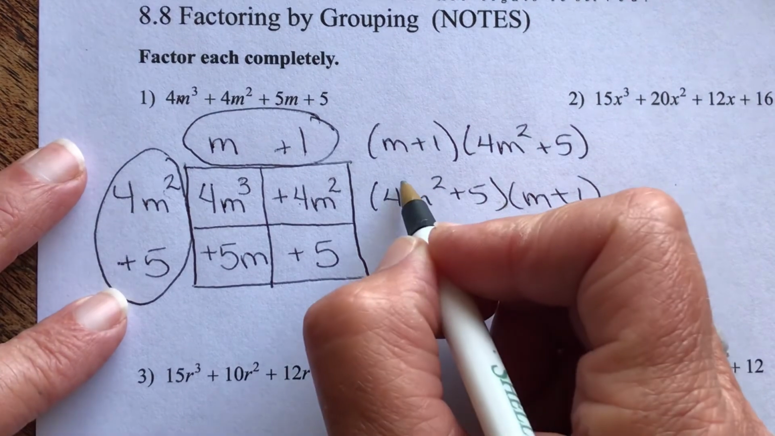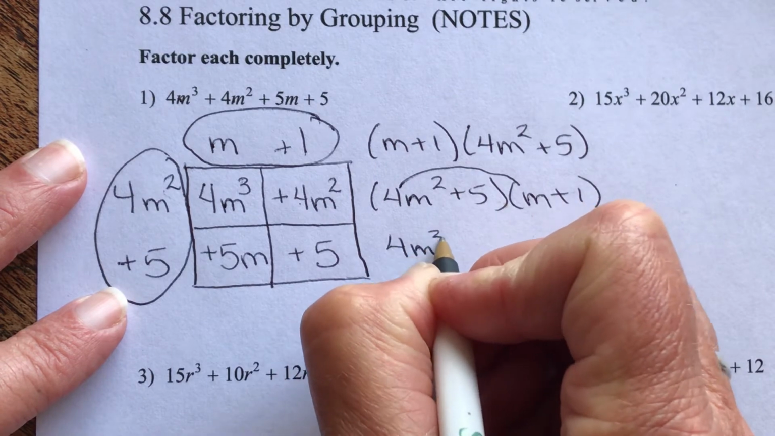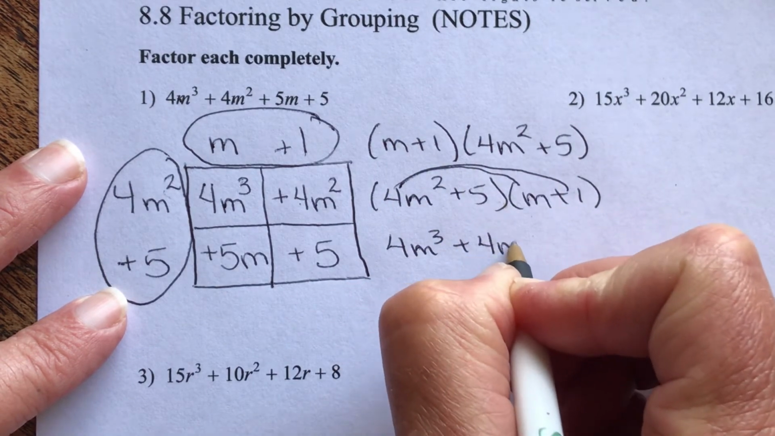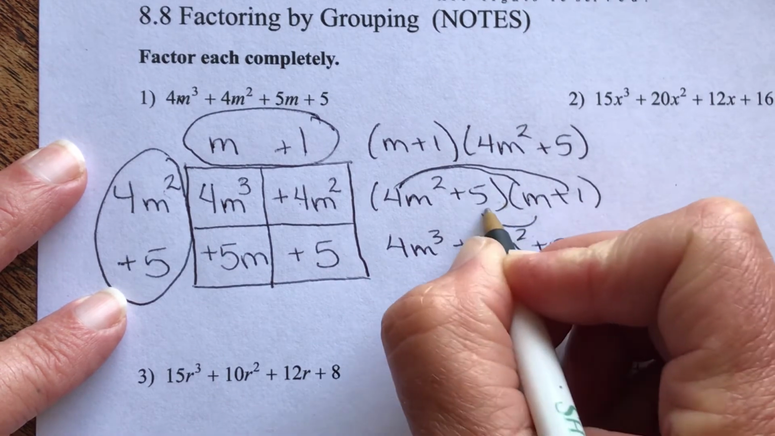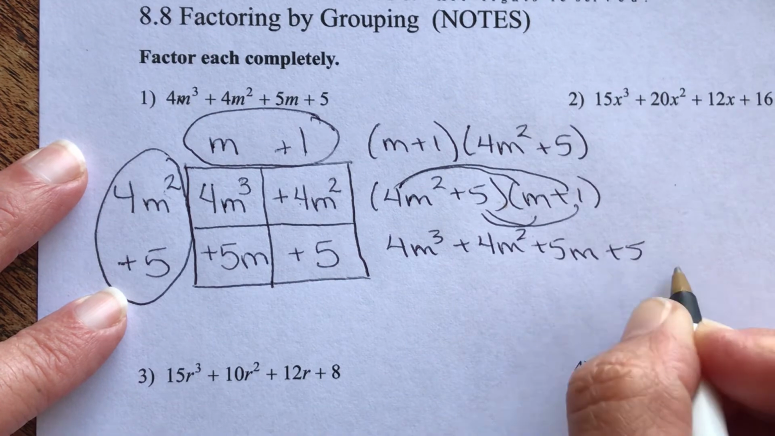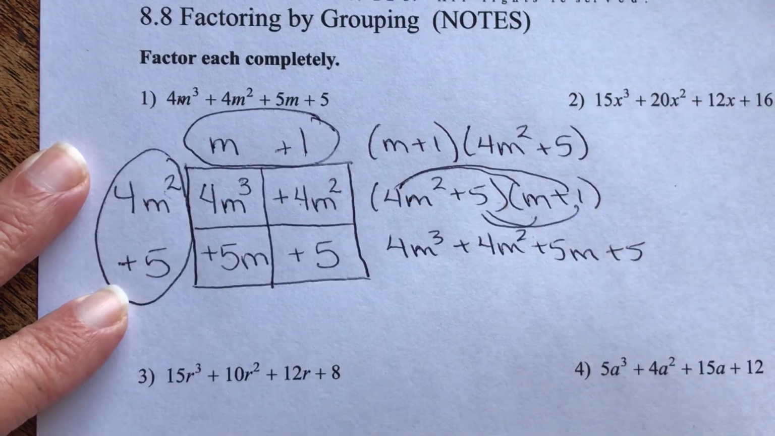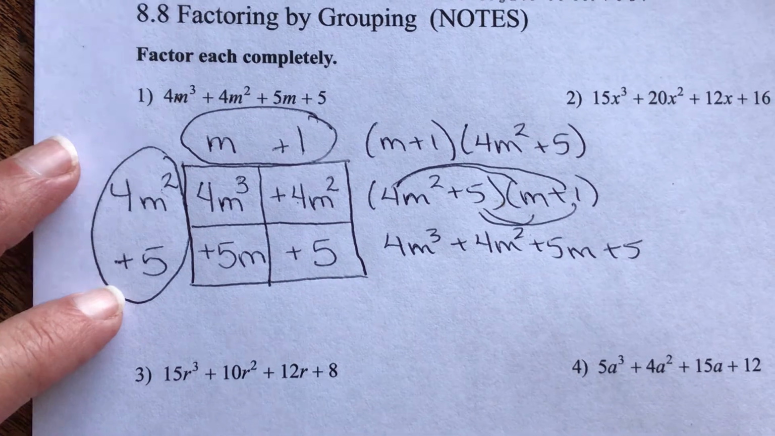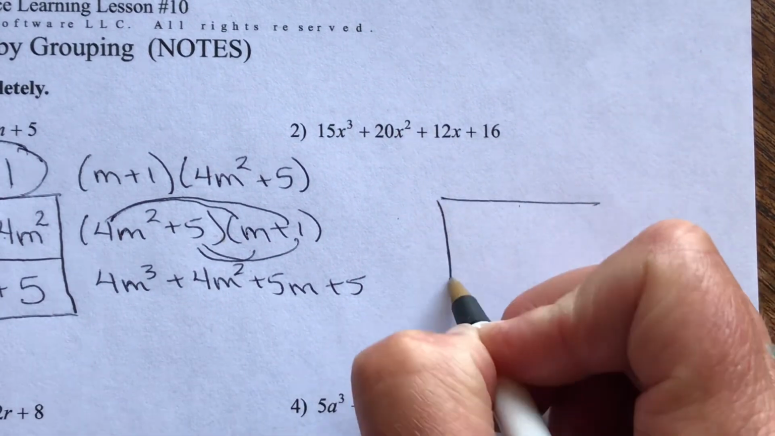Let's do a quick check and make sure we have the answer correct. And I can clearly see that that is exactly the original. I know I have factored it correctly. Beautiful. Let's go on to question number 2. We're going to go a little quicker this time. So let's go ahead and draw our Punnett square.